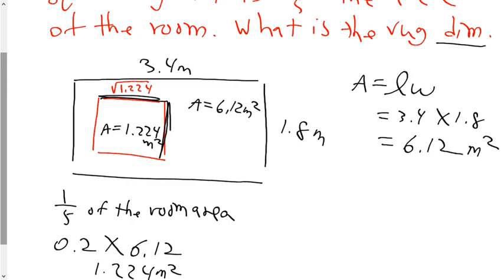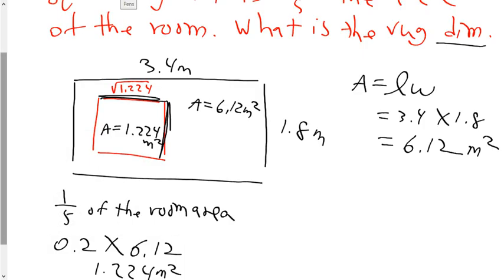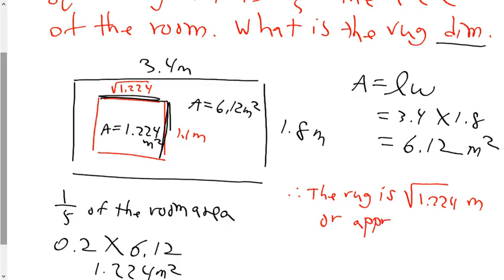However, if you're one of those people that wants to know what that is approximately, you can grab a calculator and take the square root of 1.224. It's approximately 1.1 meters. So, therefore, the rug is the square root of 1.224 meters long, or approximately 1.1 meters. Does that make sense? The exact measurement is the square root of 1.224. Since I'm not allowed to use a calculator, I have no idea, but I know that it's approximately 1.1 if I use the calculator. Okay.